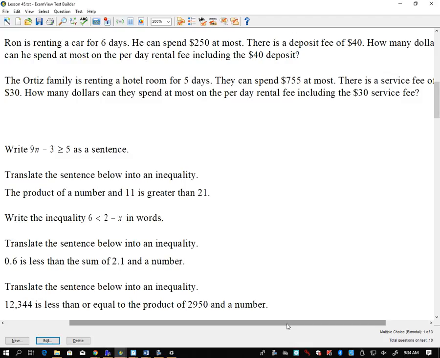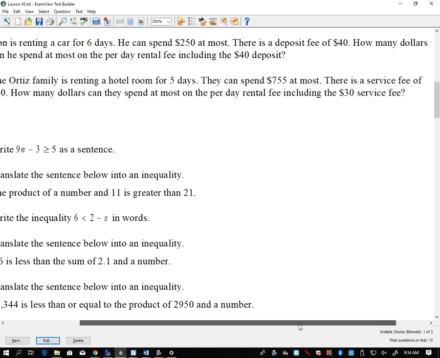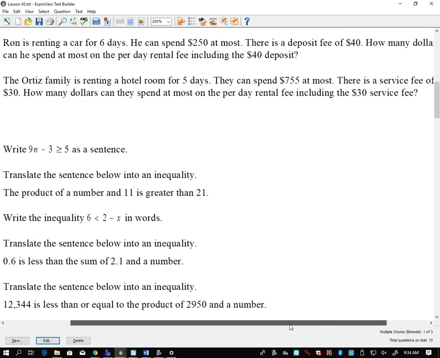All right. There is a service fee of $30. This is a lot like our $6,000 hall rental thing, right? It's standard. It is what it is. It doesn't move, doesn't change. Okay. How many dollars can they spend at most on the per day rental fee, including the $30 service fee? Let's see. What was the rental fee? Did I miss that? There's a service fee of $30. How many dollars? It doesn't seem to say. That seems odd. No.